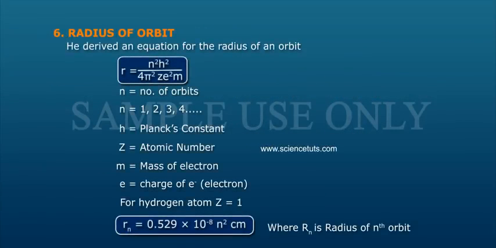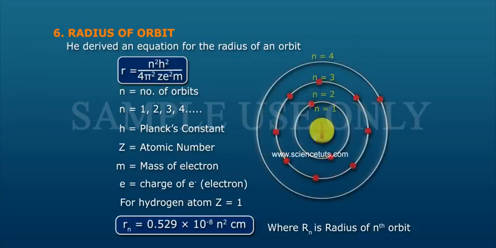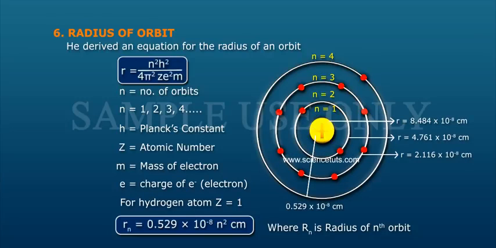6. Radius of orbit. He derived an equation for the radius of orbit. R is equal to n square h square by 4 pi square z e square m, where n is equal to number of orbits 1, 2, 3, 4, etc. h is equal to Planck's constant. Z is equal to atomic number. M is equal to mass of electron. E is equal to charge of electron.